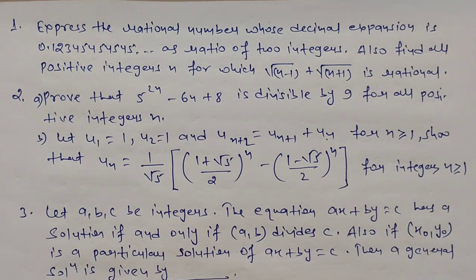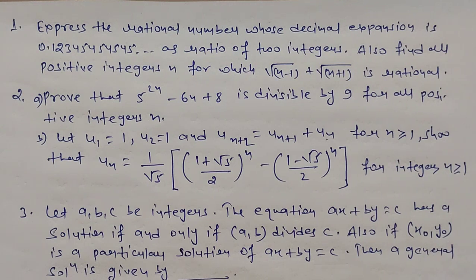In the second problem, for part A, we have to prove that 5 to the power 2n minus 6n plus 8 is divisible by 9 for all positive integers n. Part B: let u1 is equal to 1, u2 is equal to 1, and u(n+2) is equal to u(n+1) plus un for n greater than or equal to 1. Show that un is equal to 1 by square root of 5 into ((1 plus square root of 5) by 2) power n minus ((1 minus square root of 5) by 2) power n for integers n greater than or equal to 1.